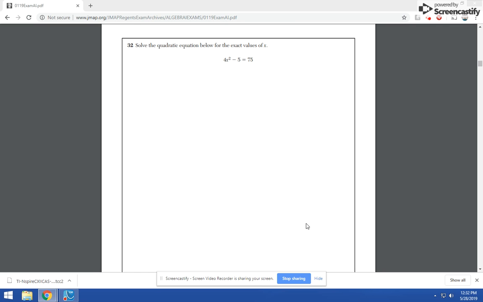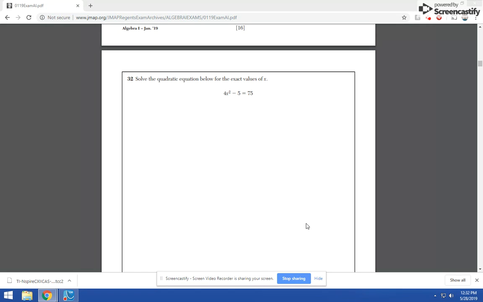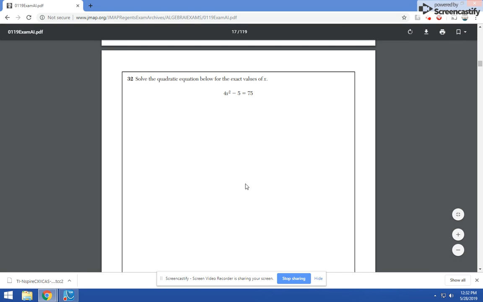Okay, this one I'm actually really excited about. I just tested it before I made the video, and I've got to say it was actually really impressive, just the power of the calculator, and if you know just a little bit about how to work yourself out of a box. So Algebra 1, January 2019, number 32. Solve the quadratic equation for the exact values of x.